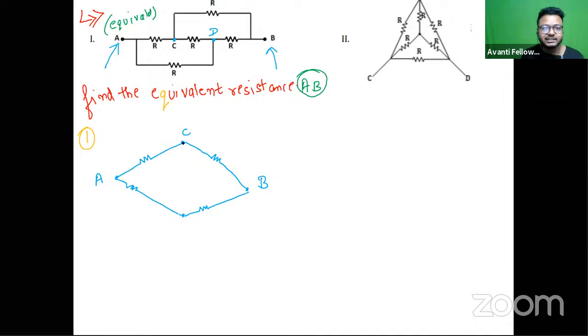And there is a resistance between C and D also, which is the middle resistance. If you can see like this, you'll find it out. This is looking like what? So this is your resistance, this is your resistance R, this is your resistance R, this is your resistance R. So it is just looking like a Wheatstone bridge.